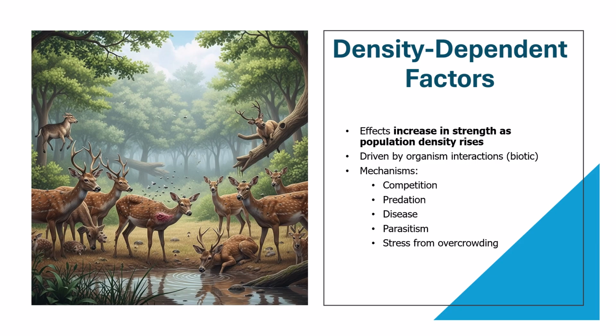The major mechanisms include competition, predation, disease, parasitism, and stress from overcrowding. Together, these mechanisms regulate populations from within, preventing indefinite growth and maintaining dynamic balance between species and their resources.